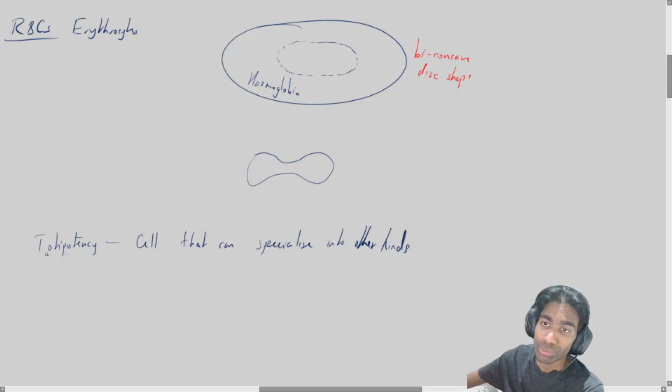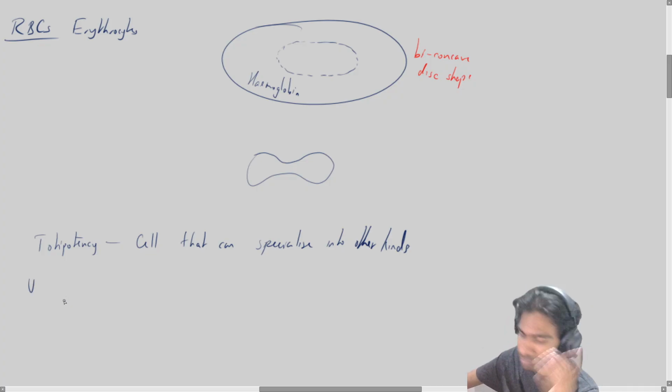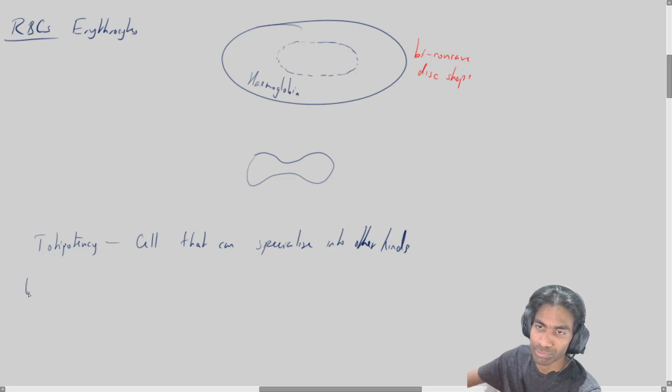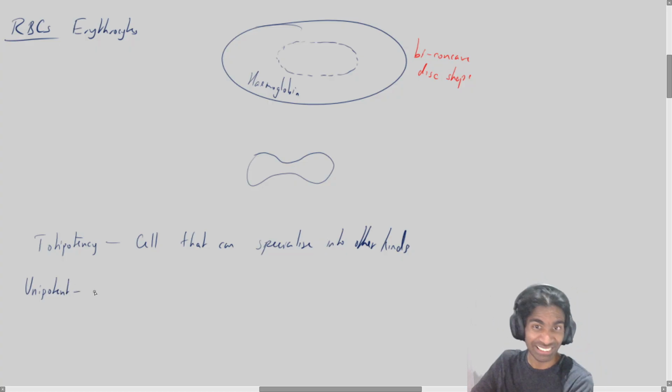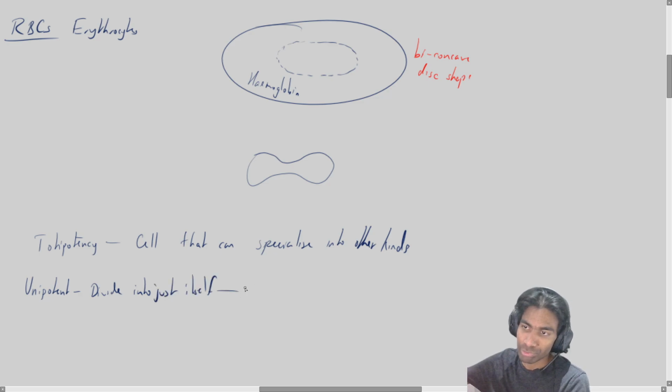Now, there's also another one which is unipotent. There's a specific name for this, but we'll just call it unipotent for now as a placeholder. Certain kinds of cells can divide into just themselves. A really good example of this are the hepatic cells, which are the liver cells. So it can divide into just itself. Our liver, for example, can do just that.